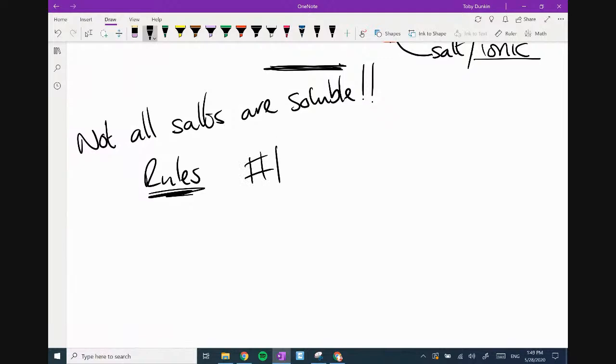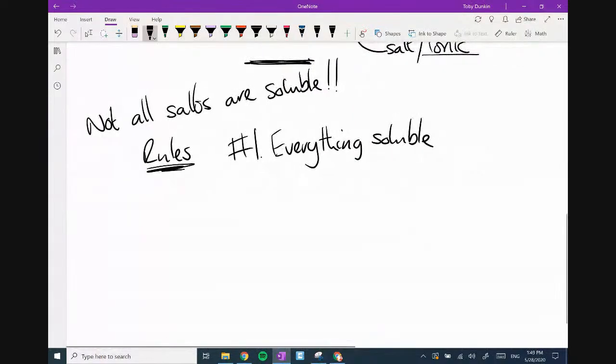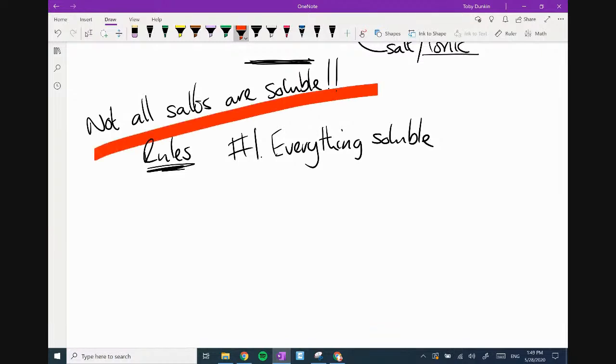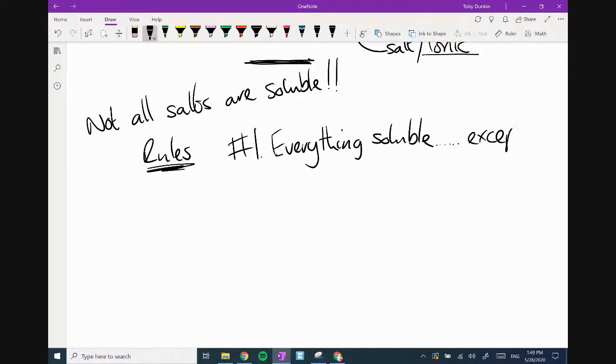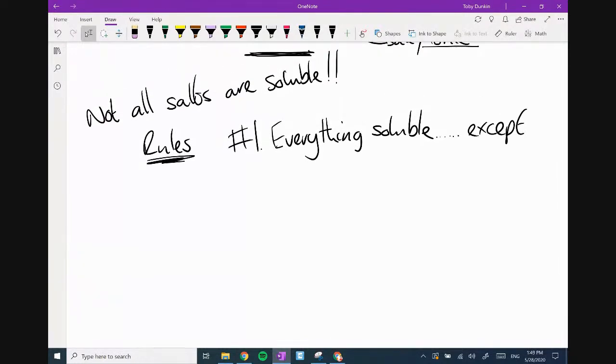Number 1. Everything is soluble. I love that rule. It makes me laugh. I know that seems odd, but essentially, I shouldn't really put that because that is fundamentally flawed. Everyone's going, what? You've just written, not all salts are soluble, and then rule number 1 is everything is soluble. There's obviously something odd here. Everything is soluble, except. And then you get your 2 other rules. Actually, it's surprising because what that means is that most things are soluble, and there are a few that aren't.